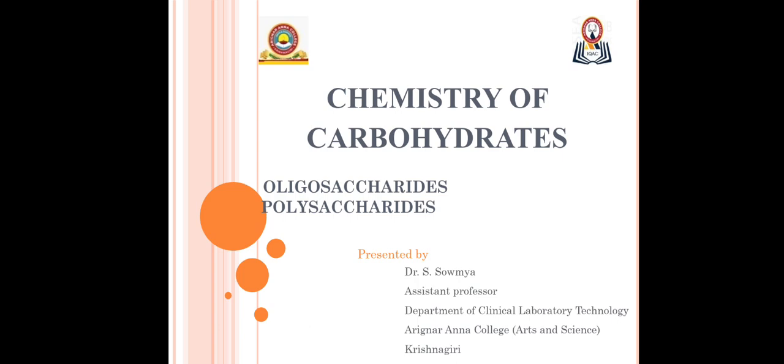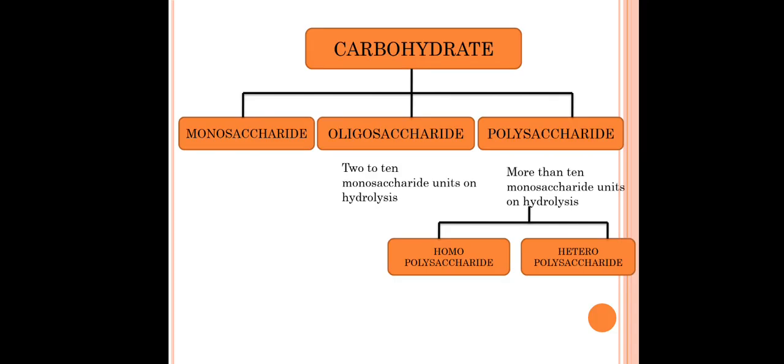My topic is about chemistry of carbohydrates. Let's see what is carbohydrate. Carbohydrates are polyhydroxy aldehyde or ketone derivatives. It is widely distributed in plants and animals. Usually plants are richer in carbohydrates than animals. It is very essential to maintain life in plants and animals, to provide energy.